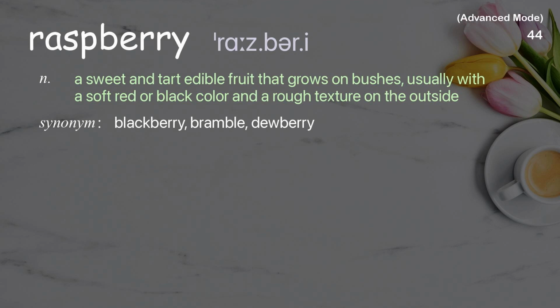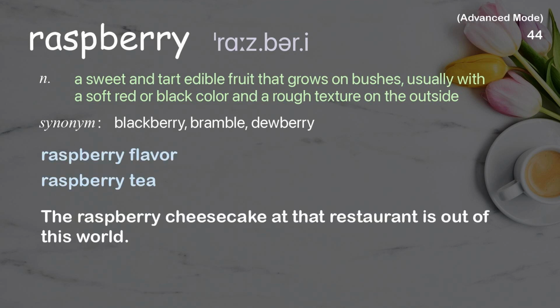Raspberry. A sweet and tart edible fruit that grows on bushes, usually with a soft red or black color and a rough texture on the outside. Examples: Raspberry flavor. Raspberry tea. The raspberry cheesecake at that restaurant is out of this world.